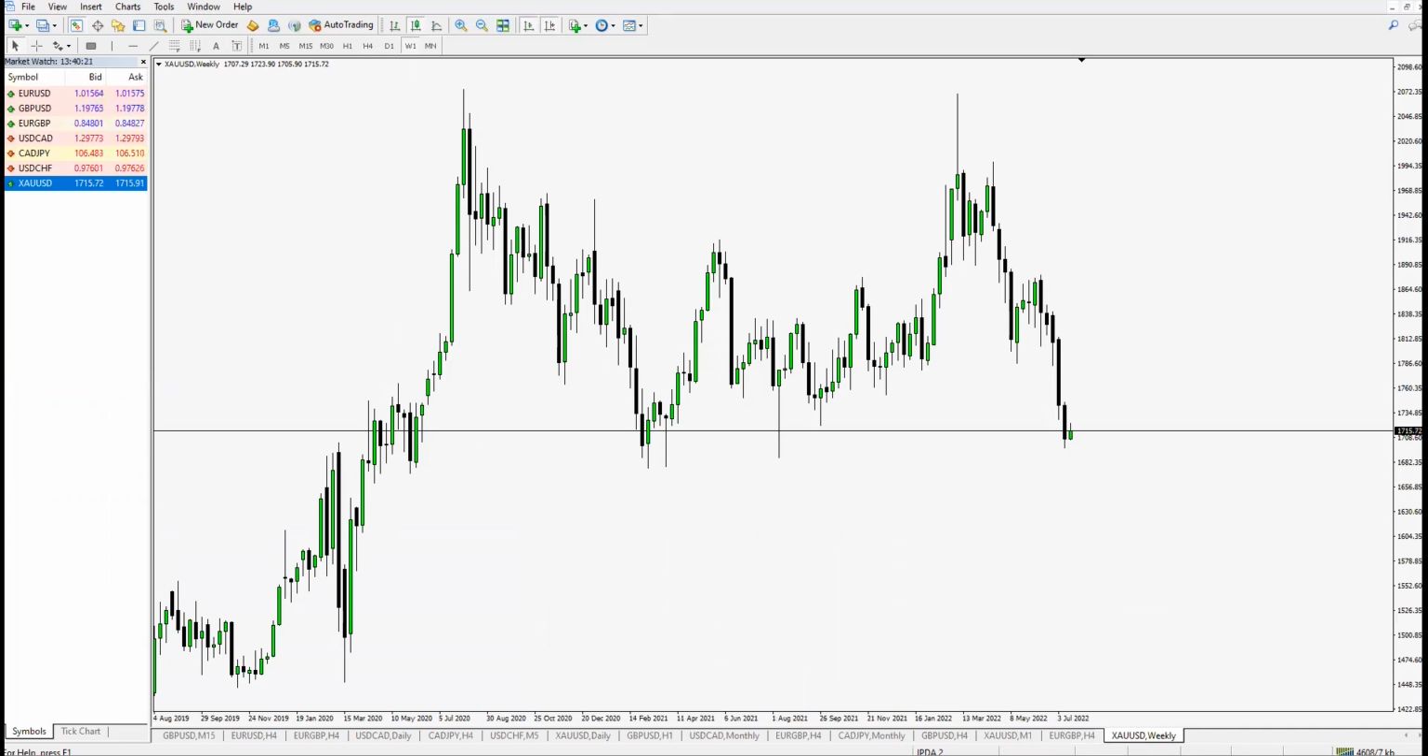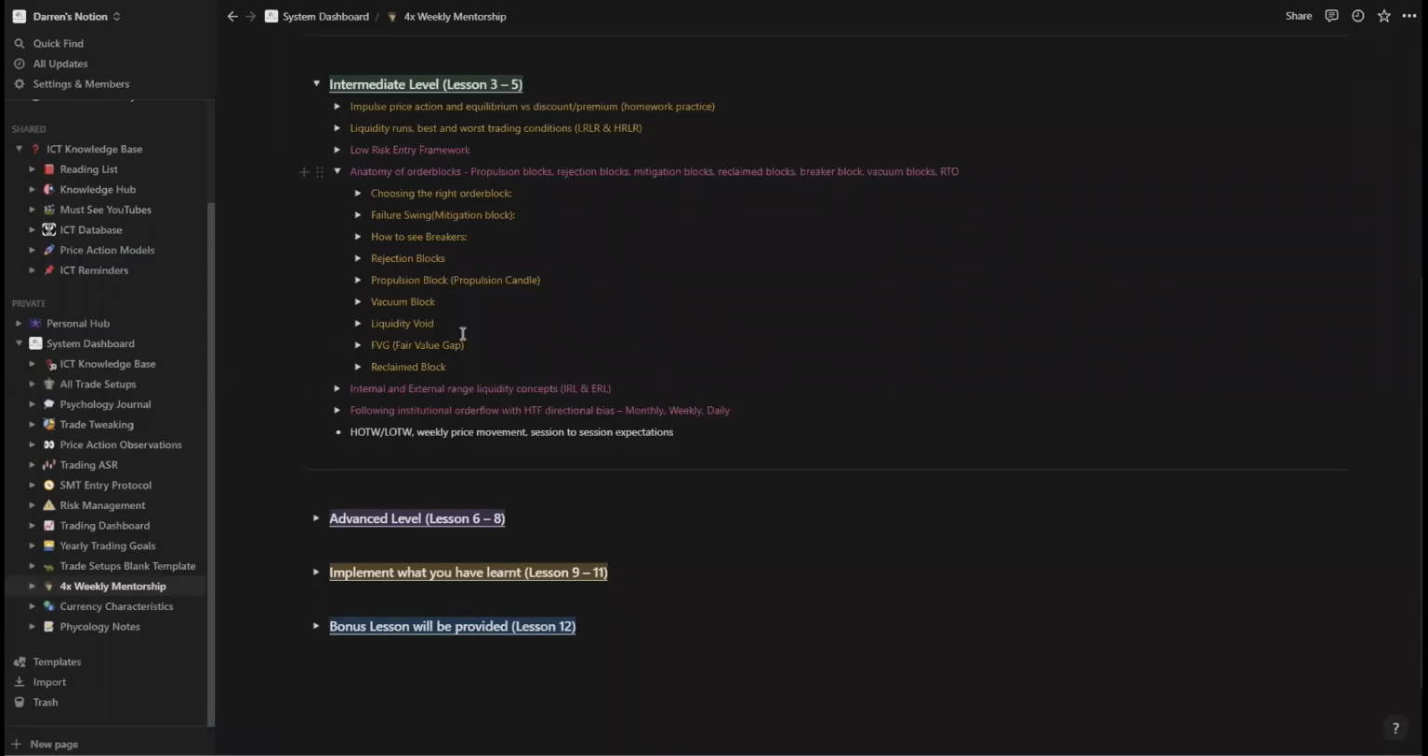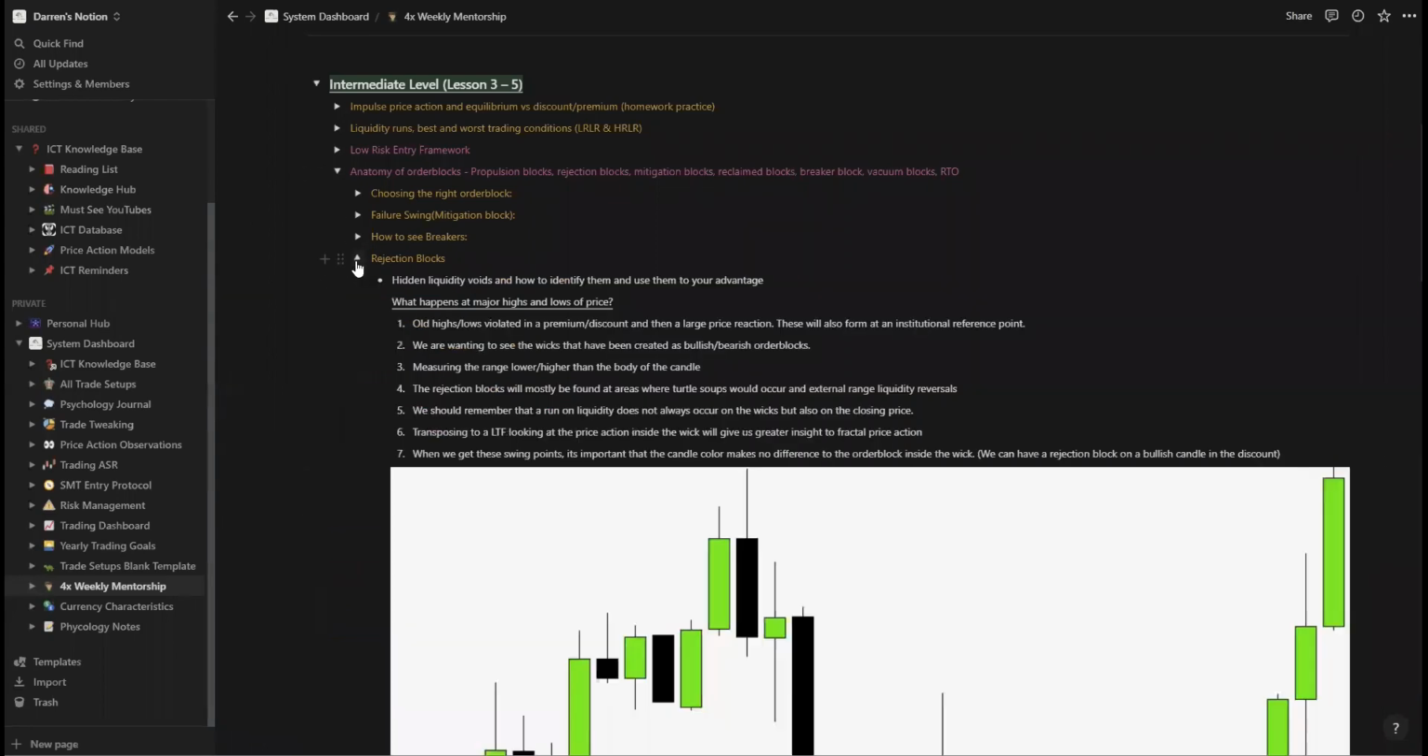Good stuff. Okay, guys, so that was our rejection blocks, and with rejection blocks comes the understanding that there's hidden liquidity voids, and we can take advantage of those hidden liquidity voids based off of a higher time frame when you couple them together. And then if you come to the notion over here, like I've shared in the group, there's a couple of factors that we decide on when we discuss a rejection block. And the last one we said was transposing to a lower time frame price action inside the wick to give us greater insight to fractal price action.